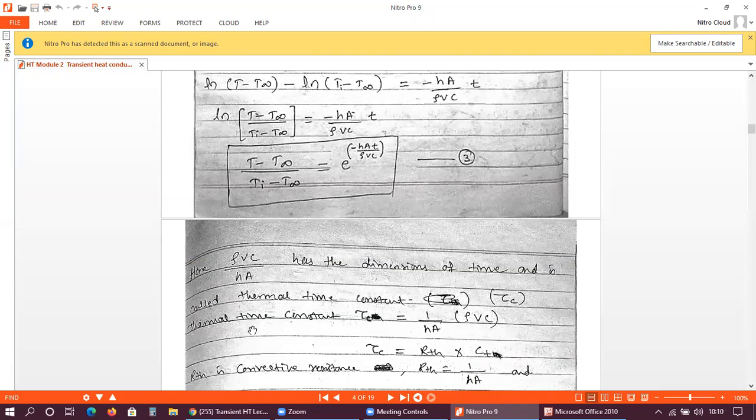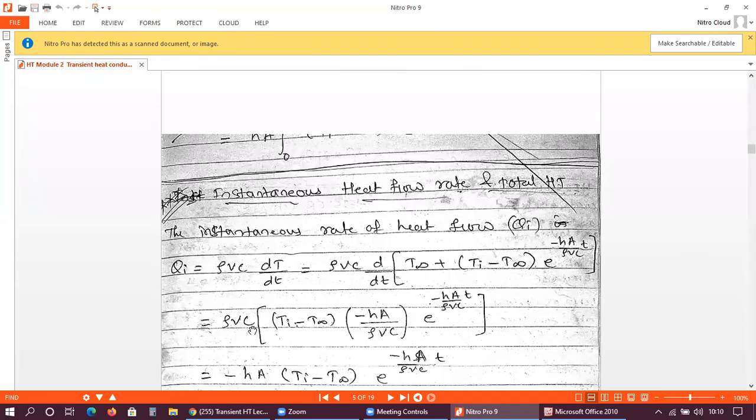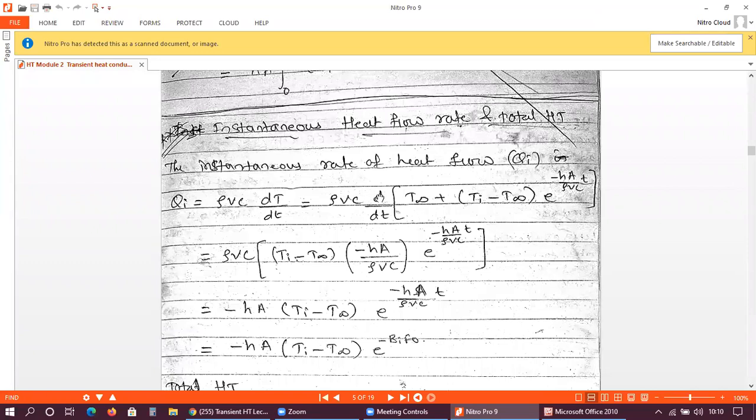So the expression will be something like this. The same expression I am going to write in terms of T, as you can see here. So this T I have replaced by that expression: T infinity plus Ti minus T infinity multiplied by e raised to minus hAt by rho Vc. This T we have obtained from equation number 3.